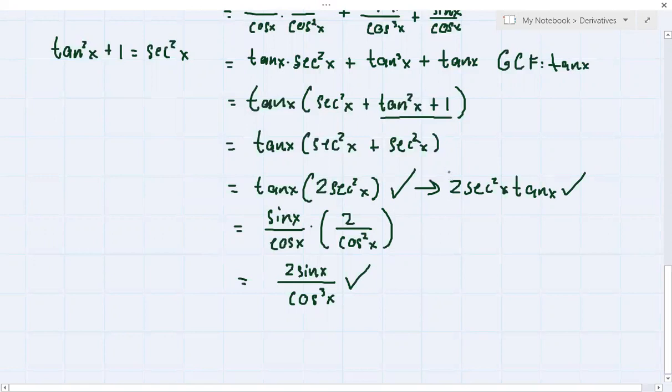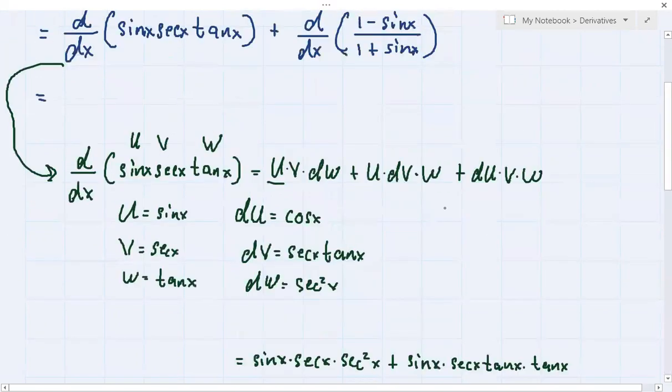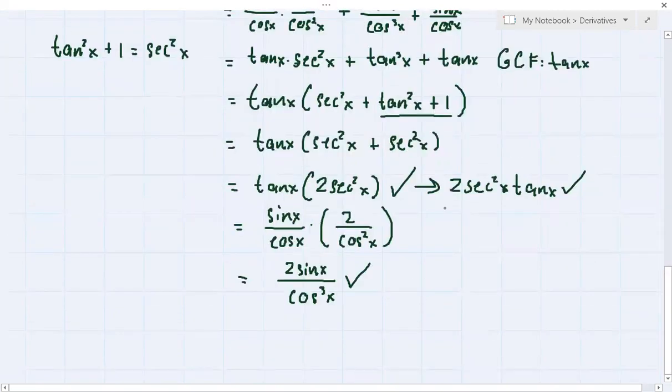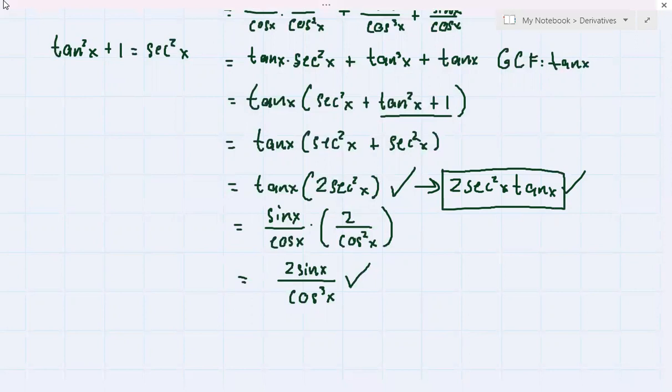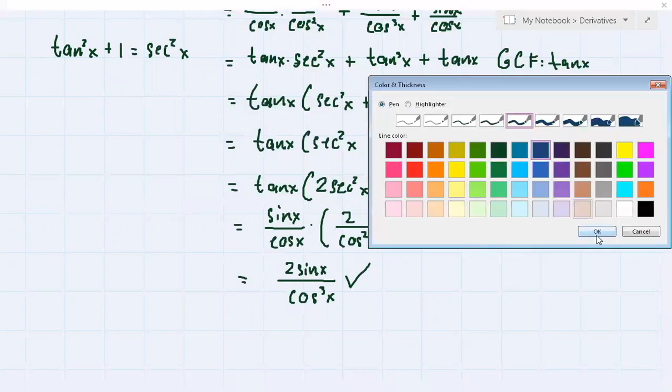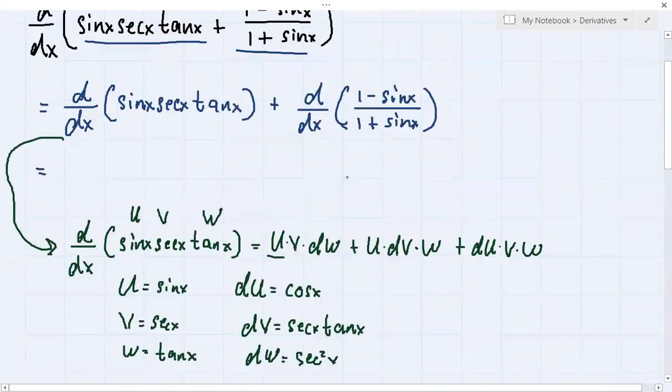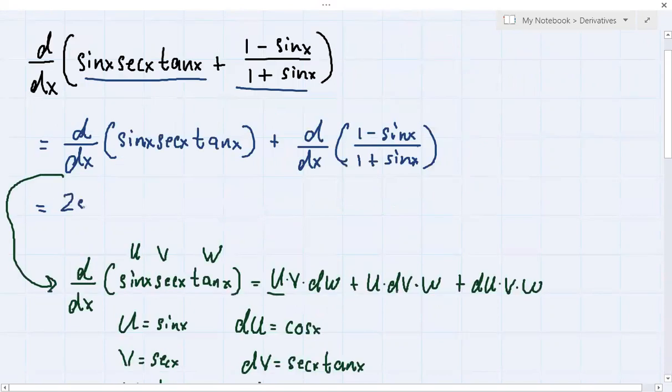So yeah, of course, we have two possible answers here. Okay? So it's up to you. So for me, syempre, mas gusto ko pa yung nakasimplified. So for me, I'll pick this one. So yan yung maging sagot natin sa first term. 2 times secant squared x times tangent x. There you go.